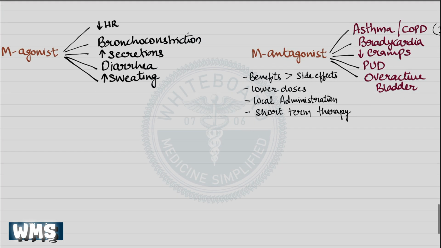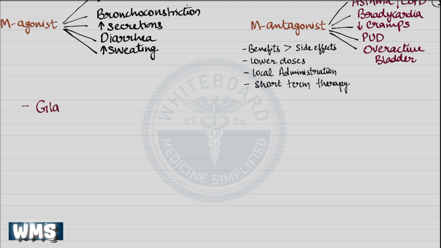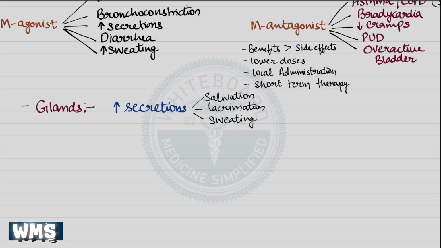Now, let's move forward and discuss the glands. Parasympathetic stimulation generally increases glandular secretions, including salivation, lacrimation, sweating, and other exocrine secretions. In most glands of the body, the predominant receptor subtype is the M3 receptor, which is Gq coupled. The main exception is the stomach, where M1 receptors also play an important role in gastric acid secretion. So overall, muscarinic activation increases secretions.